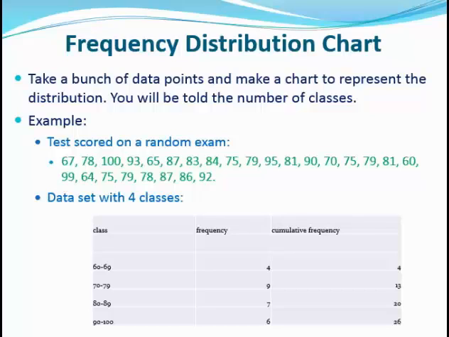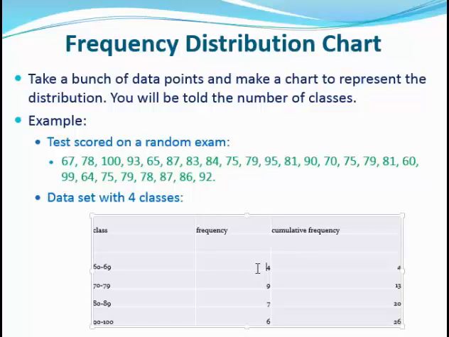Cumulative frequency, another very important concept in statistics, is the total number of values you've had in that class and all classes below it. So, for example, if we start from the low end, you have four grades in the 60s, then you have 13 grades in the 60s and 70s. Really, that's just the frequency of each group underneath it combined. So if you want to know how many students got below an 80, it would be 13, because that's a cumulative frequency.